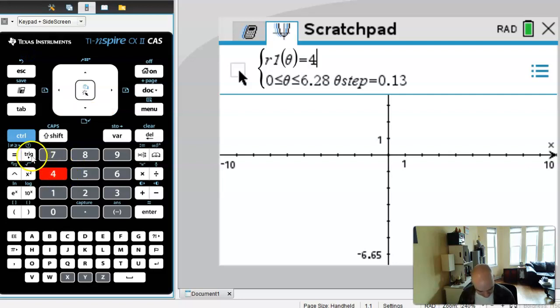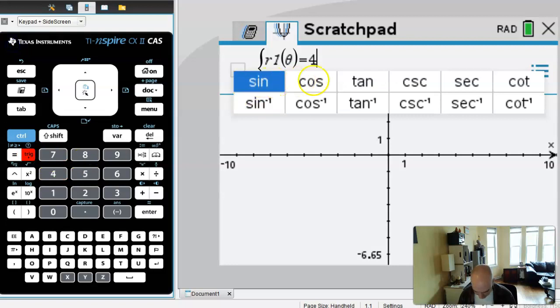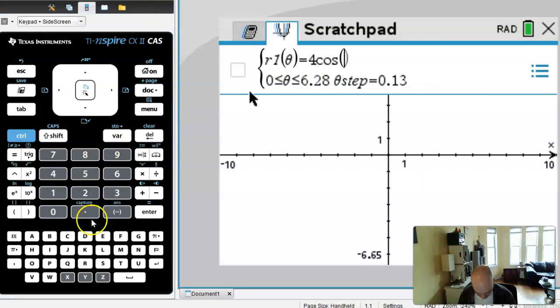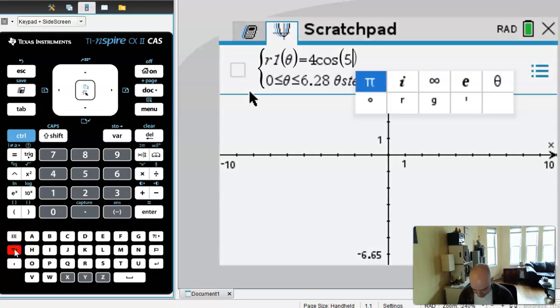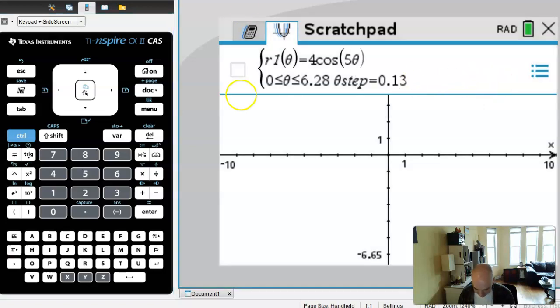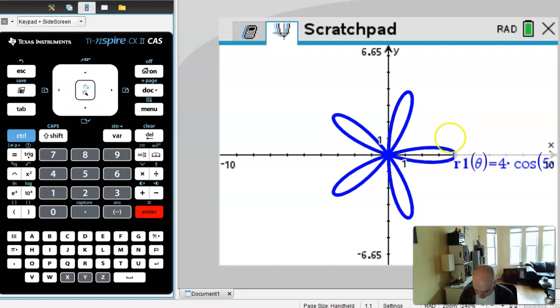Oh no, where's sine? I have to go to trig, and then you can use the arrows. I'm going to use the mouse. Cosine of 5 theta. Oh no, where's theta? Theta is in the pi button here, you can access all of our favorites: pi, e, infinity, theta. So 4 cosine 5 theta. Hit enter. Now Nspire will show you the graph right away.